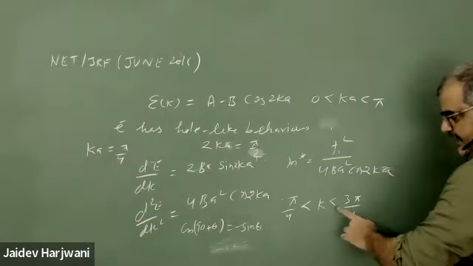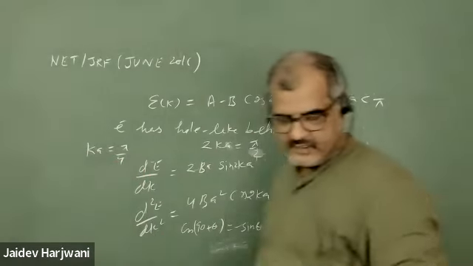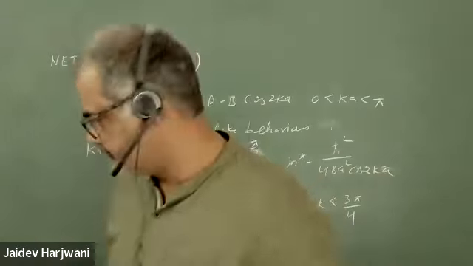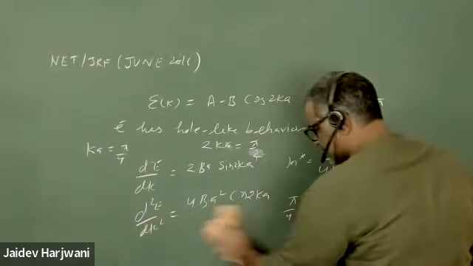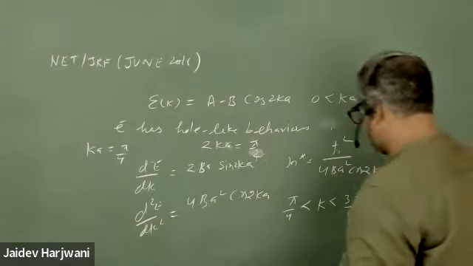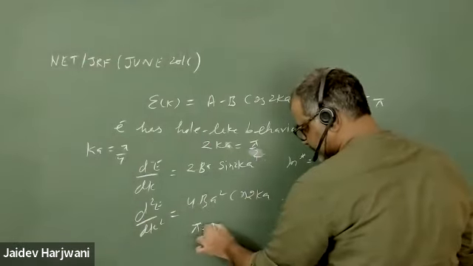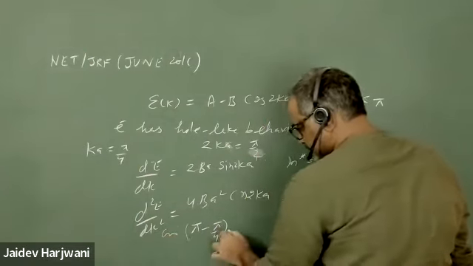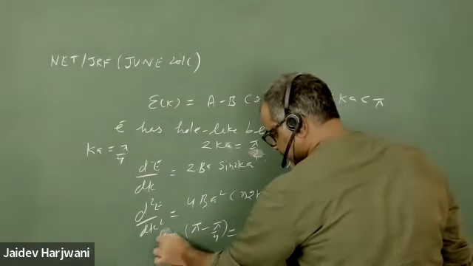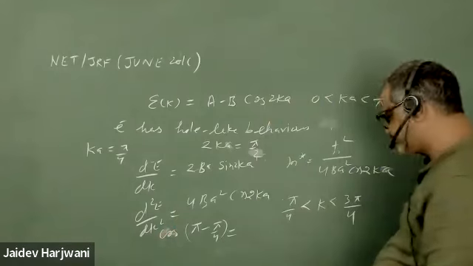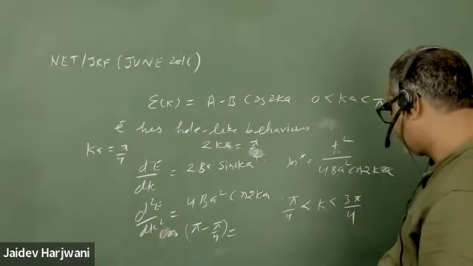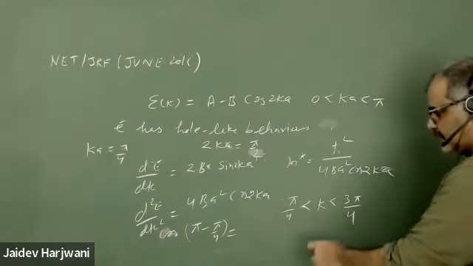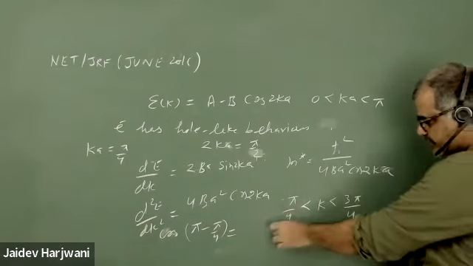Now the second range is 3 pi by 4. What does 3 pi by 4 mean? Pi minus pi by 4, 270 degree. So pi minus pi by 4. Okay, cos. So is this cos positive or negative? It will be negative, right? That's why I'm telling you, anything in this range, this is the range of your k.